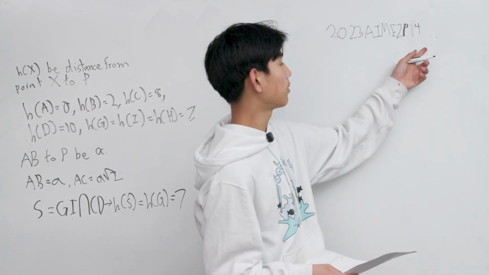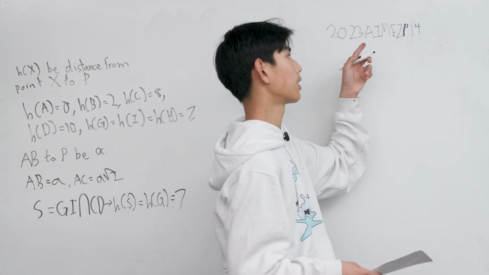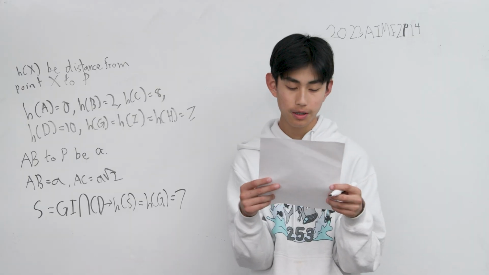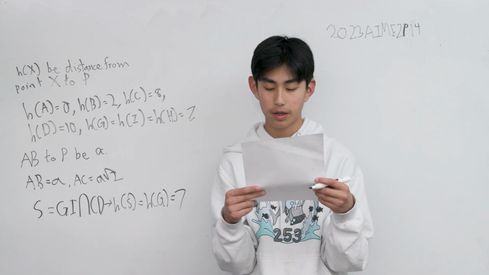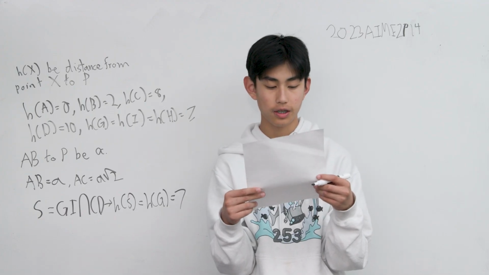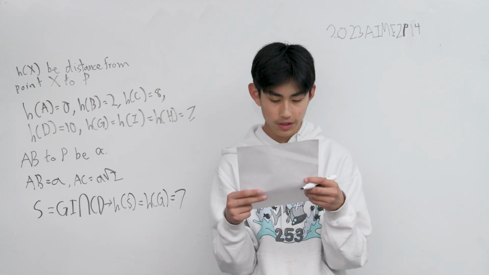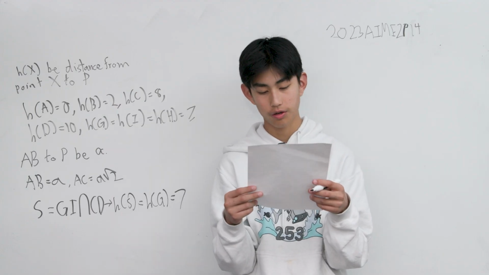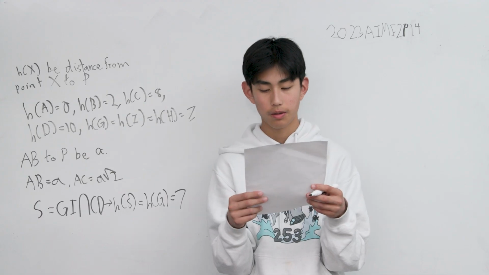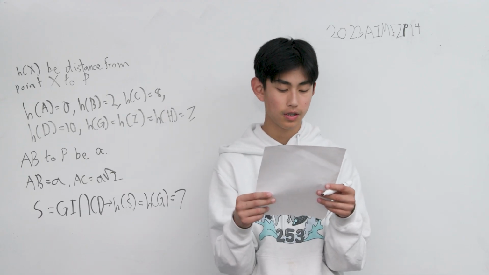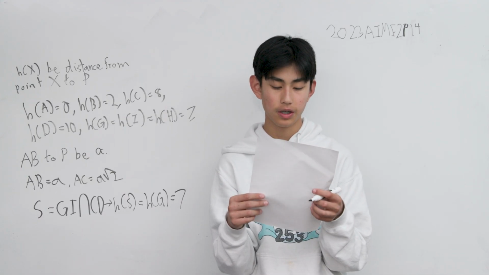We're solving problem 14 from the 2023 AIME 2. A cube-shaped container has vertices A, B, C, and D, where AB and CD are parallel edges of the cube, and AC and BD are diagonals of faces of the cube. As shown, vertex A of the cube is set on a horizontal plane P, so that the plane of the rectangle ABDC is perpendicular to P.